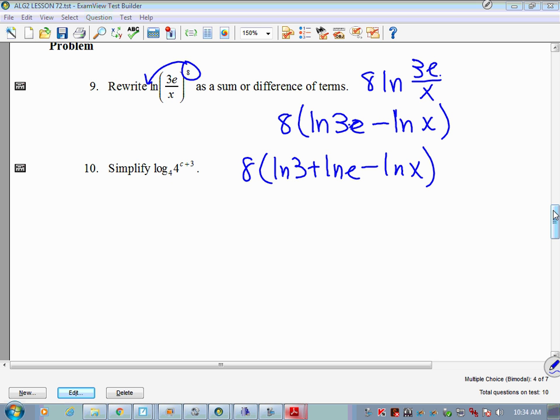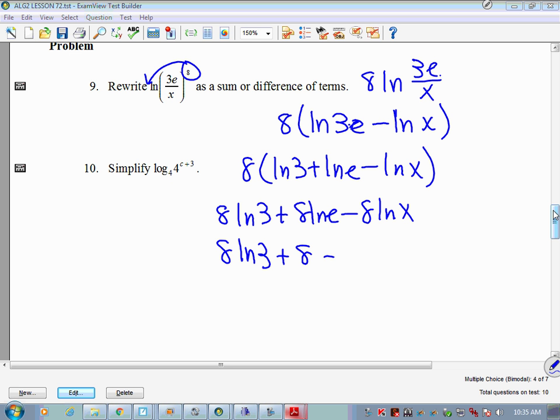Okay, good. Now what we're going to do is redistribute that 8 back into everything. So I'm going to write this as 8 ln 3 plus 8 ln e minus 8 ln x. Still with me? Now ln e is equal to 1. So that's 8 times 1. So finally I'm going to write 8 ln 3 plus 8 minus 8 ln x, and that's it. There's nothing else to change there. Do we understand the steps involved in that?